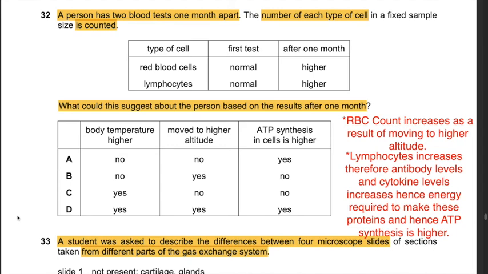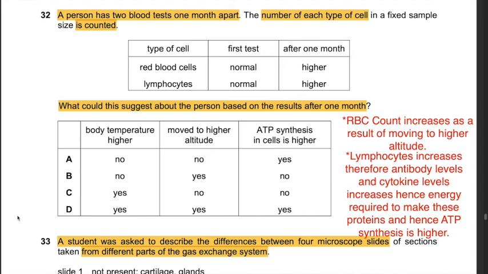Lymphocytes increase after 1 month. Hence, antibody levels and cytokine levels increase, as lymphocytes are of two types, B lymphocytes and T lymphocytes. Now, energy is required to make these proteins, as antibodies and cytokines are both proteins.